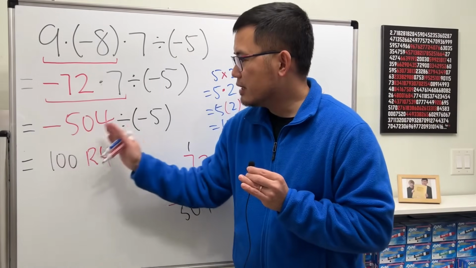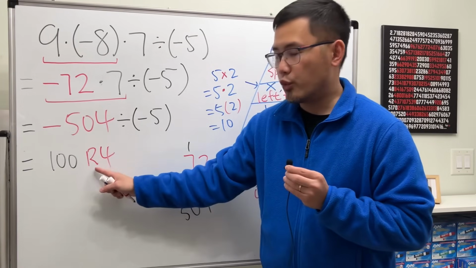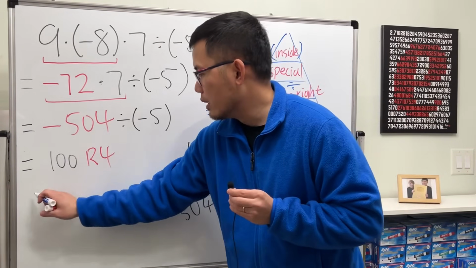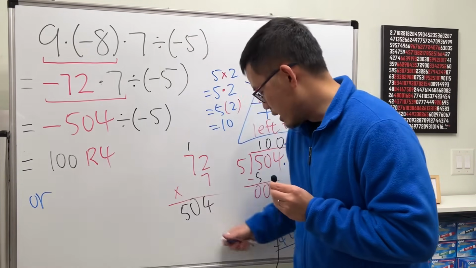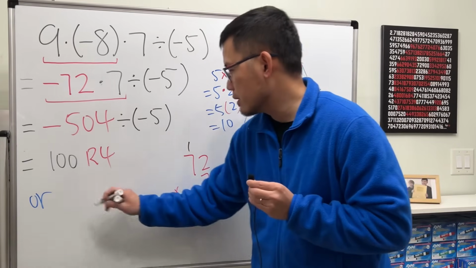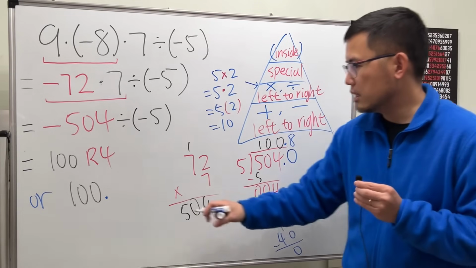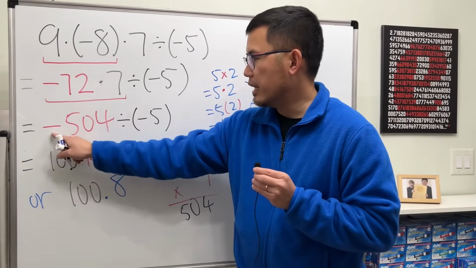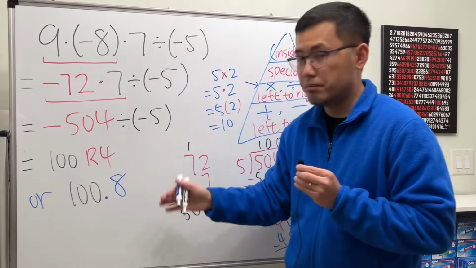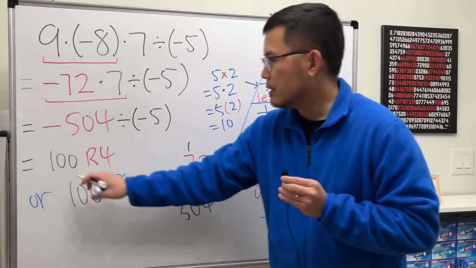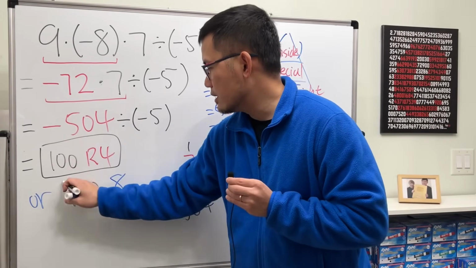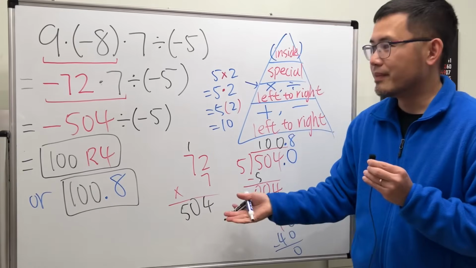So you can answer this question as 100 remainder 4, or you can also answer it as 100.8. And remember, negative divided by negative is positive already, so we took care of the sign, and it's either you answer it like this or you answer it like that.